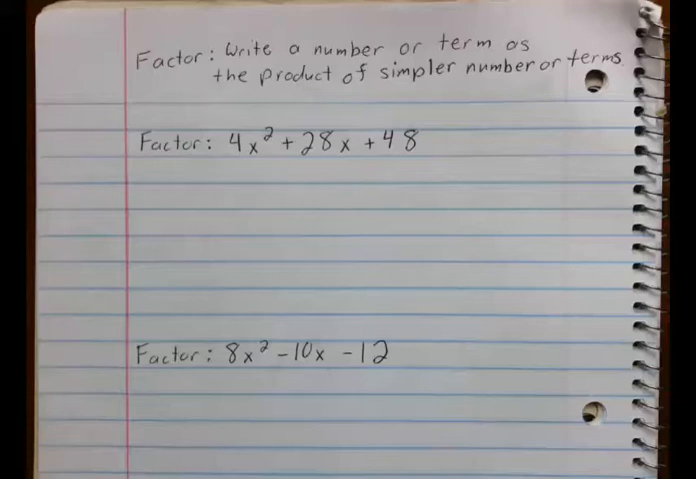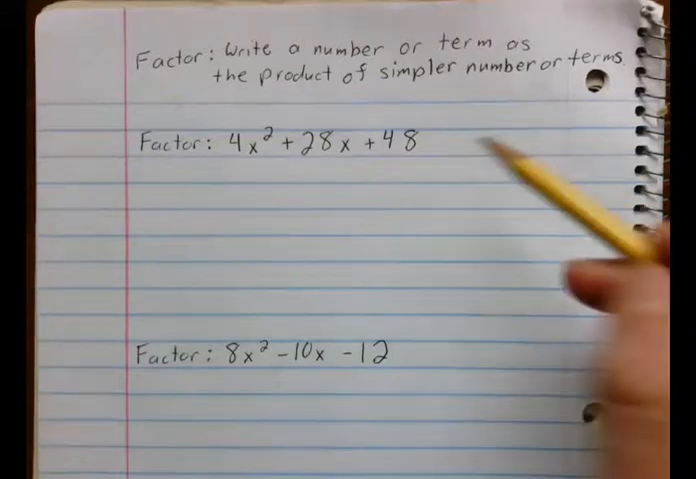Welcome back, guys. Today we're going to take a look at factoring. So our definition of factoring there at the top is writing a number or term as the product of simpler numbers or terms. So we're going to take out numbers that all three of these parts have in common.